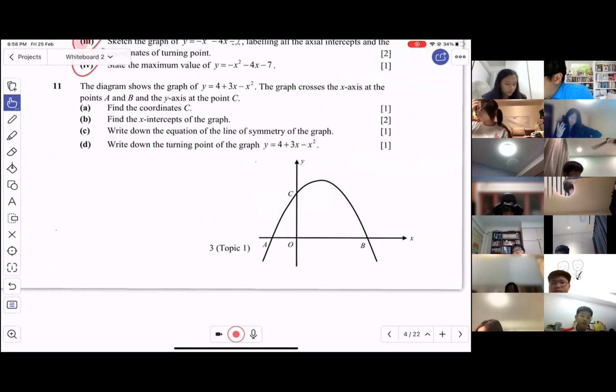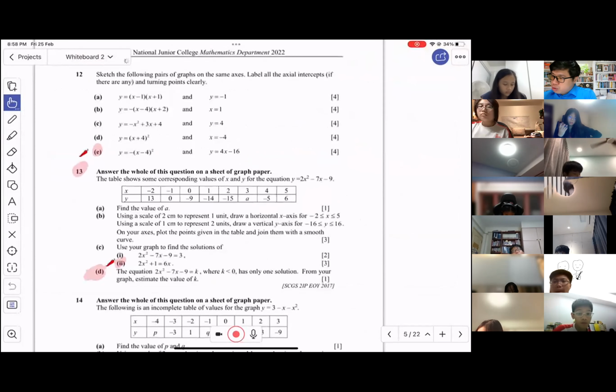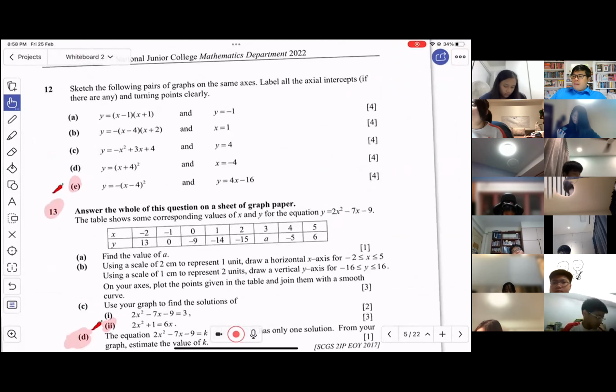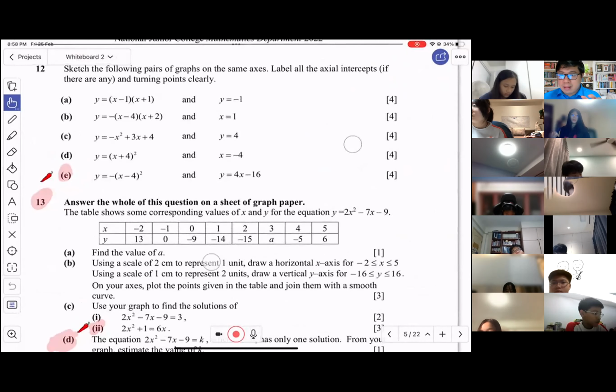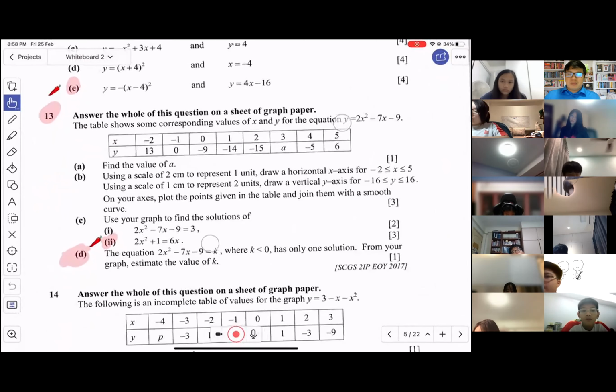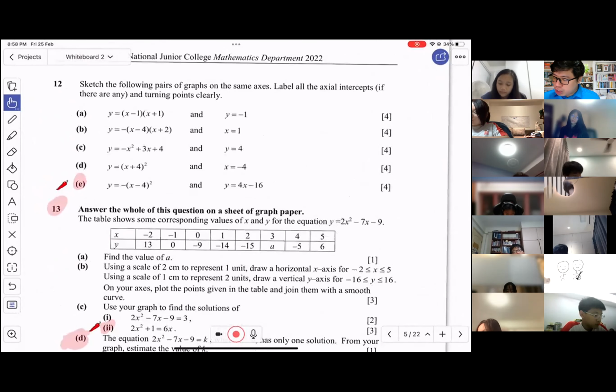Okay, next one is question 12E. Quick check. May I know who asked this question? Jethro, okay. So Jethro, I just go through: sketch the following pair of graphs on the axes, label all the intercepts if there are any, and the turning point.